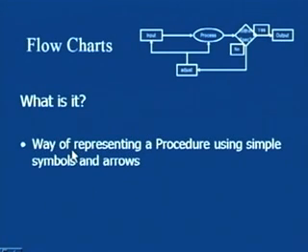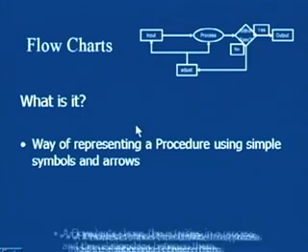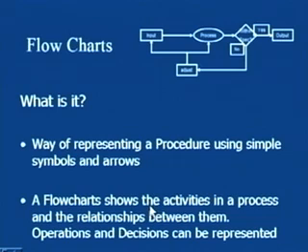It is a way of representing a procedure using simple symbols and arrows. This is just a representation of the flow chart. We will talk about this flow chart in detail in the next slides. This is some input and output, and in between input and output various operations and tasks have been listed out. So, it is a flow chart that shows the activities in a process and the relationship between them. Operations and decisions can also be represented in the flow chart.